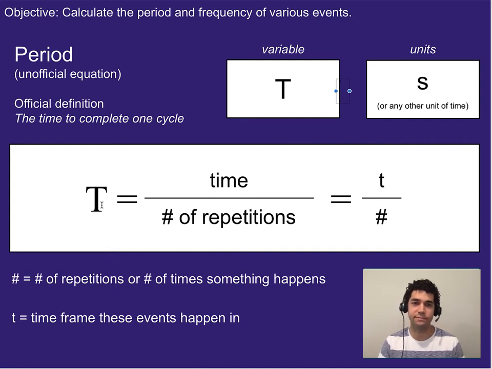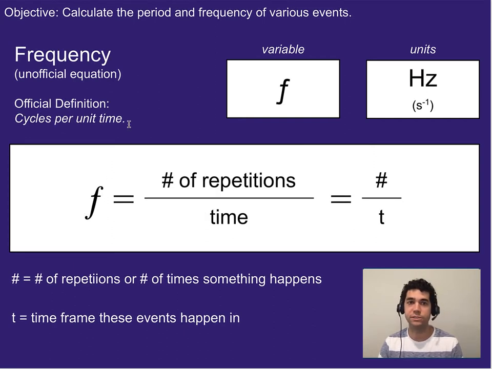To calculate period, which is again the variable capital T, you simply take time divided by the number of repetitions. We'll often represent that as a small t over a little pound sign or hashtag for the number count. This is an unofficial equation, so you're not going to see this on your equation sheets. We'll get to the one that you will see on your equation sheet in a little bit. But before we move on, officially the definition of period is the time to complete one cycle.